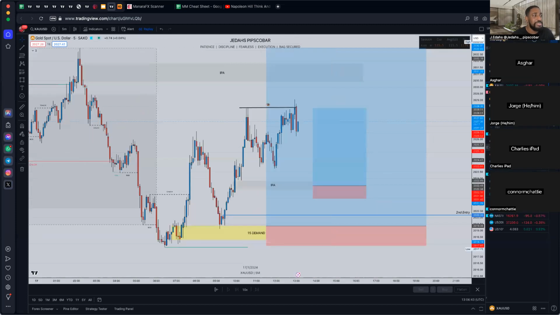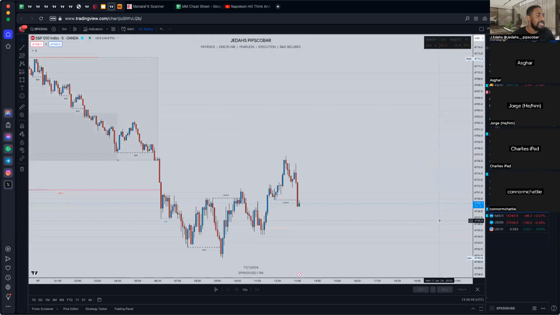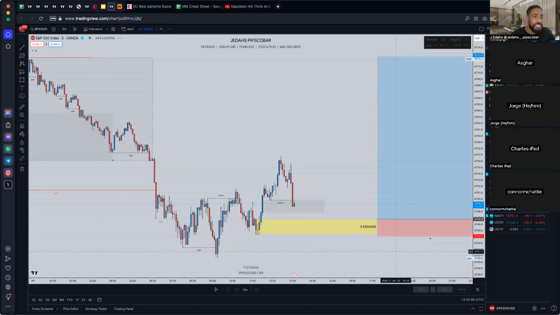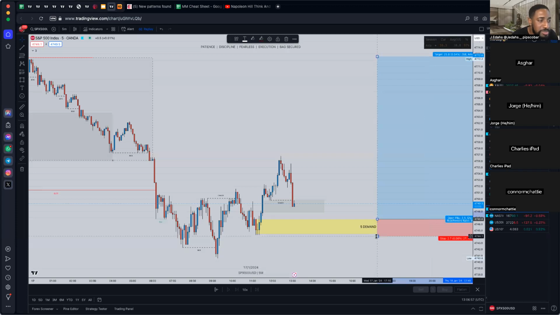Or I'm guessing you meant the S&P trades. Is that what you meant? If it's the S&P trade entry, then yeah, 4746.80 would be the entry, and then stop loss, to be very specific, 4744, just under the wicks of that demand candle.